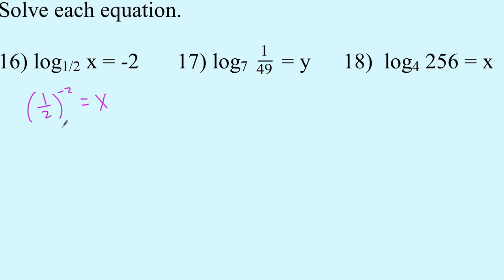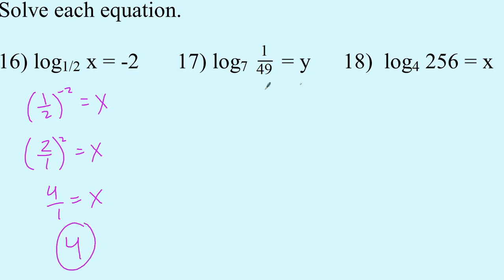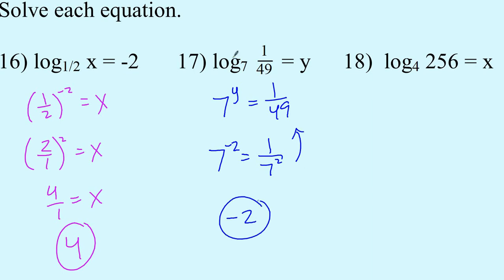1/2 to the -2 equals x. So negative means you flip it, so this becomes 2 over 1 squared. So that just becomes 4 over 1, 2 squared over 1 squared. So the answer is 4. Here we get 7 to the y equals 1 over 49. So that should be 7 to the -2, because that's 1 over 7 squared, which is 1 over 49. So our answer is -2 here. Make sure you realize what you're solving for, that you put the right answer. Don't tell me it's 1 over 7 squared.